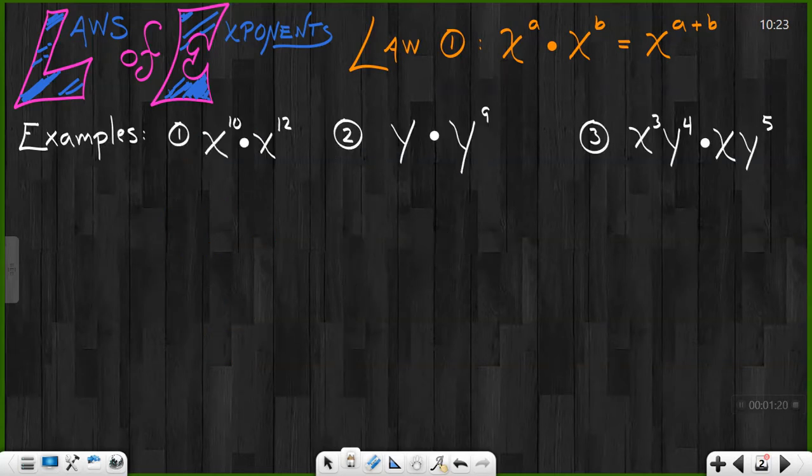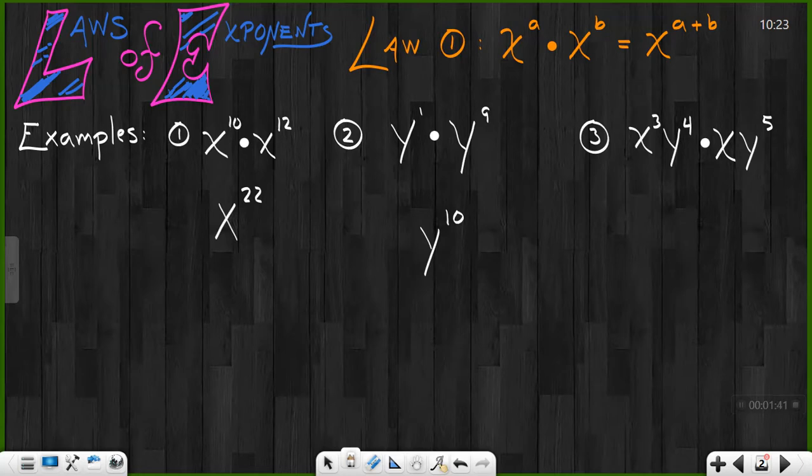Let's use it. All right, let's take a look at this first one. X to the 10th times x to the 12th. Well, I'm going to keep my base and add my exponents. 10 plus 12 is 22. Let's look at the next one. Y times y to the 9th. Careful, the answer is not y to the 9th here because the first exponent's a 1, and 1 plus 9 is 10. We're multiplying 10 all together.